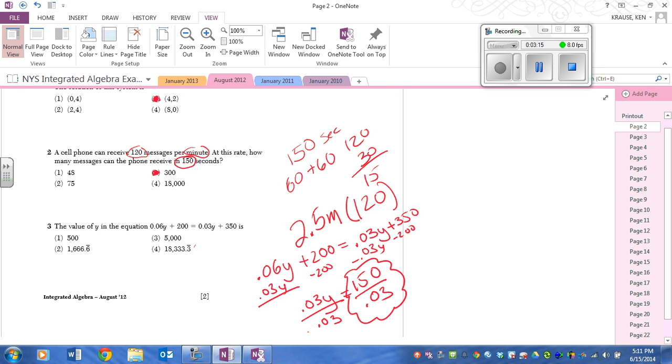So 150 divided by 0.03 equals 5,000. Oh, there it is, 5,000. I guess I was off.